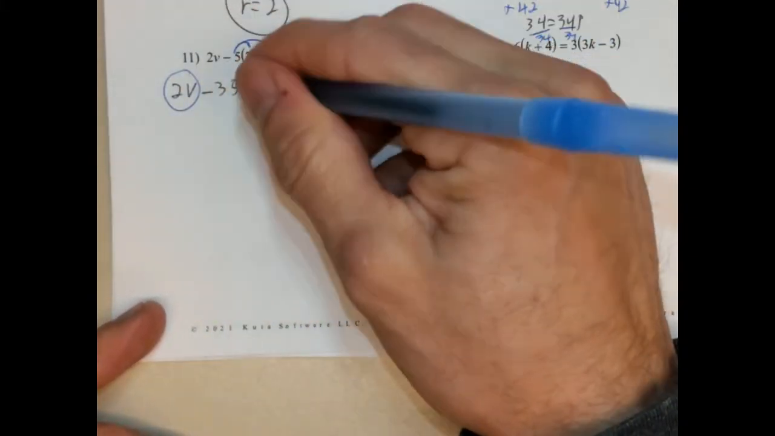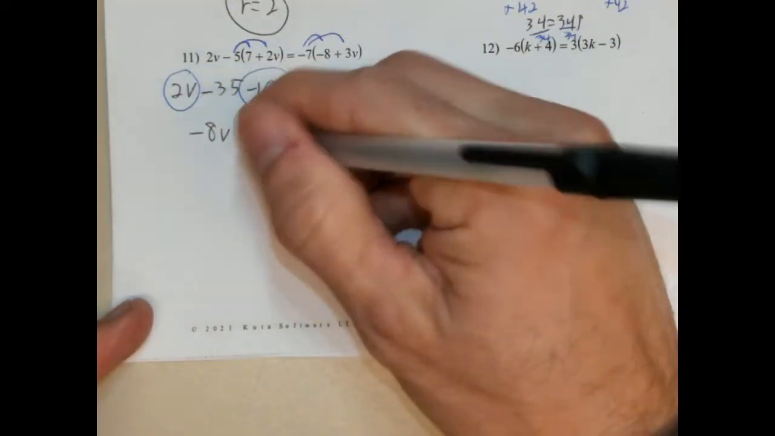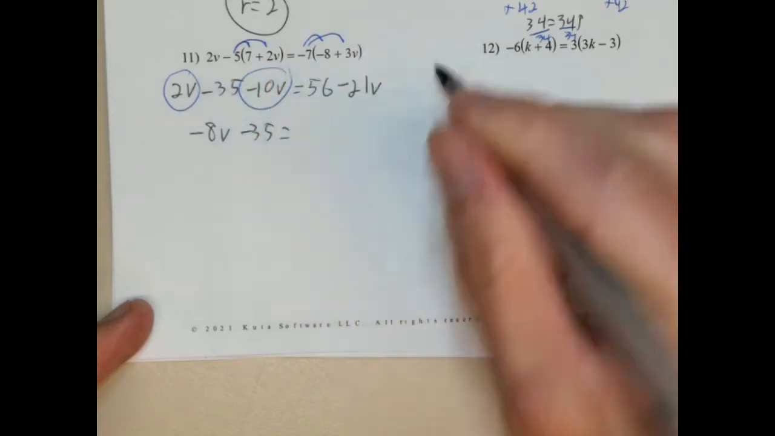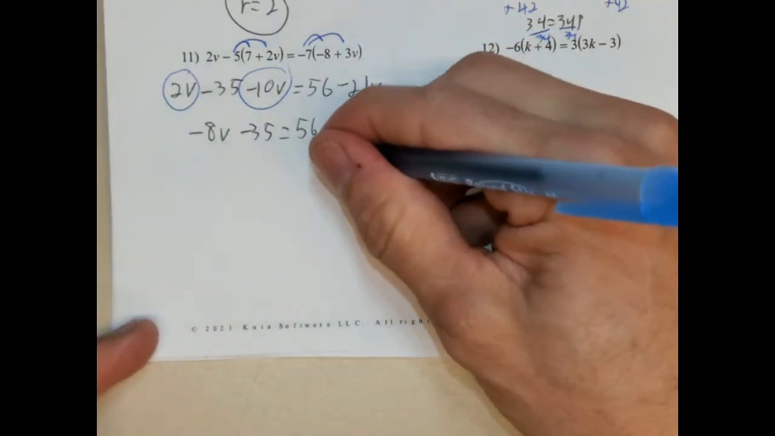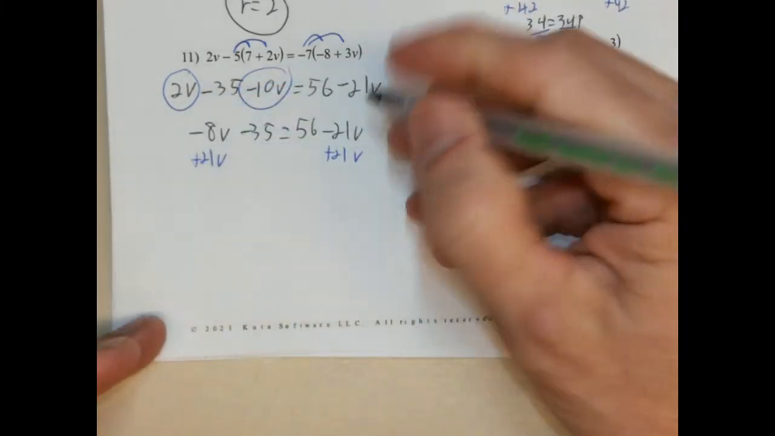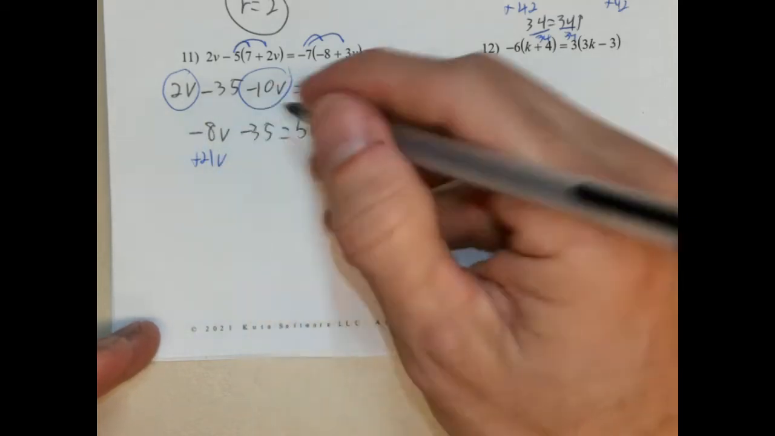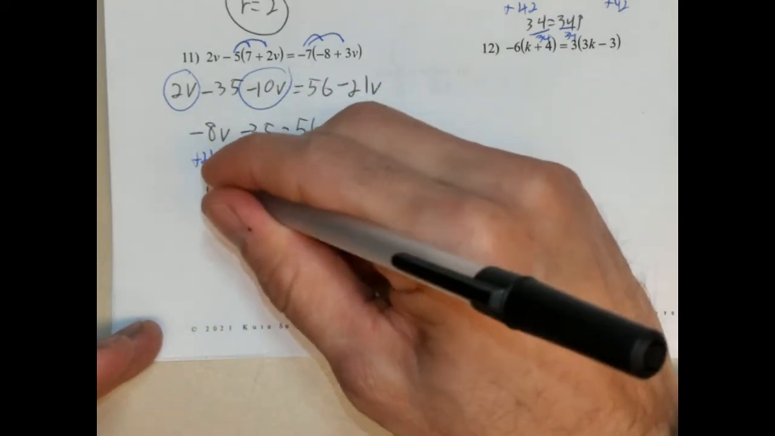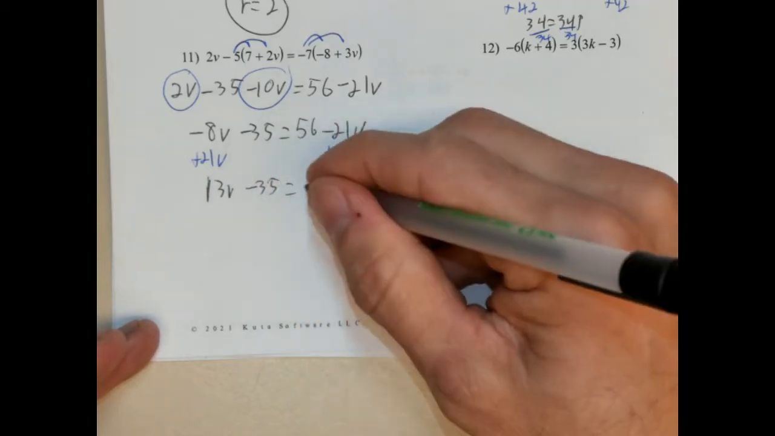Okay. We're going to combine the 2v and the negative 10v. 2 take away 10 is negative 8v minus 35. And then we're going to bring this down. All right, so this is the smaller one. So we're going to add 21v to both sides. And this will equal 13v. I think, yeah, 13v. Minus 35 equals 56.